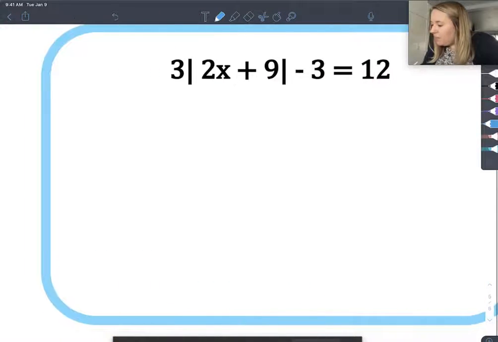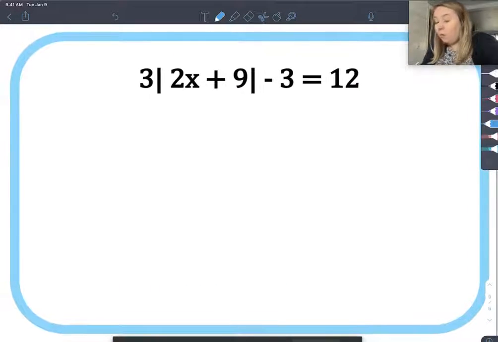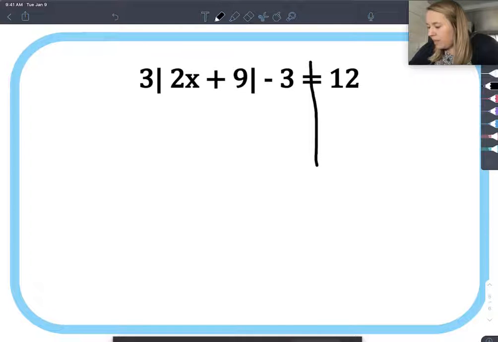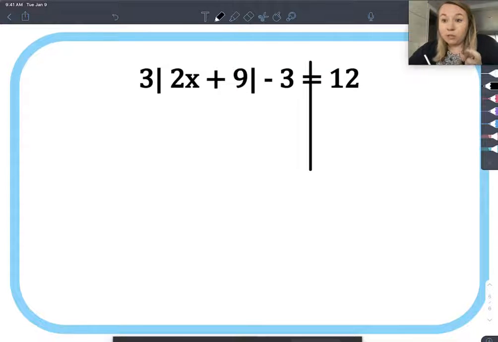For the second one, notice here now we have our absolute value expression, but there's things on either side. So we will have to remove some things before we write our equation. This is a step that a lot of students forget. The 3 that's being multiplied and the negative 3 both have to be removed before we write our two equations. So I'm going to add 3 first.